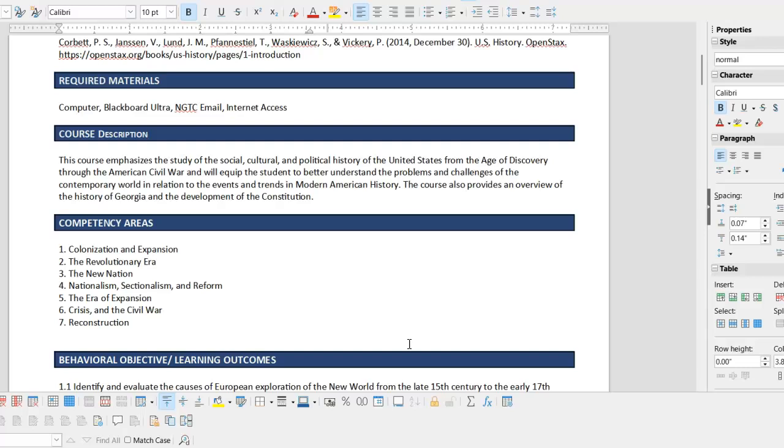So your required materials in all of your courses are going to be, of course, your computer, because this is an asynchronous class and you're going to be doing everything asynchronously. Blackboard, obviously, Blackboard Ultra, which you were just seeing, where your classes are located. Your NGTC email, because that's how you'll be getting in touch with me, other than when I do announcements or broadcasts out to you. And of course, internet access is necessary for that as well.